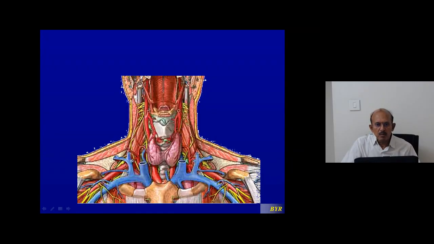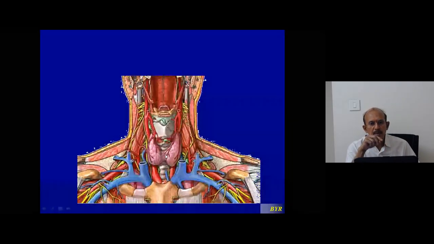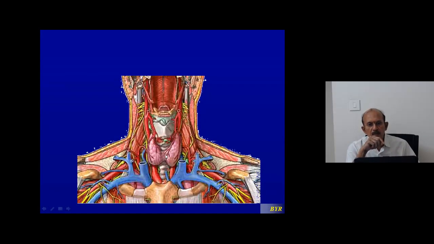And once you remove the true capsule of the thyroid gland, the thyroid gland has two capsules. One is the true capsule, the other is the false capsule. The true capsule is the condensation of the parenchyma of the thyroid gland. The false capsule is nothing but the pretracheal fascia. Now you can see this is the true capsule of the thyroid gland after removal of the pretracheal fascia.